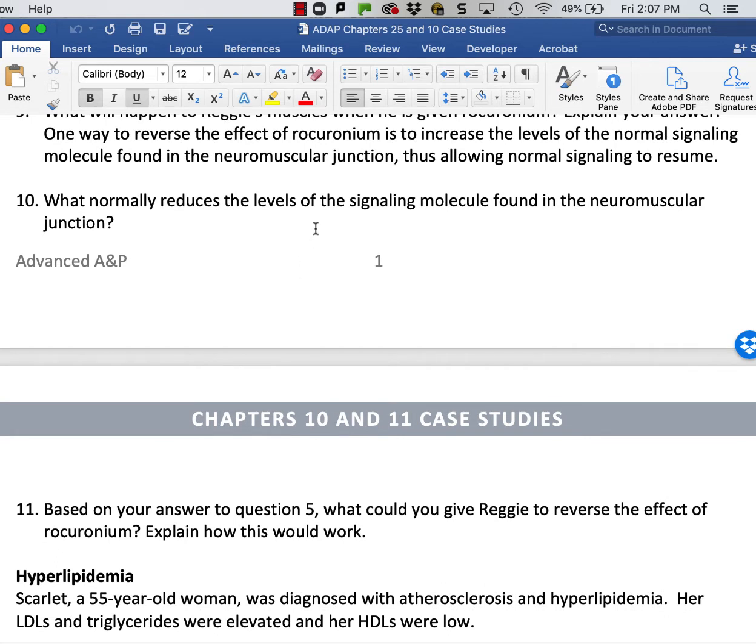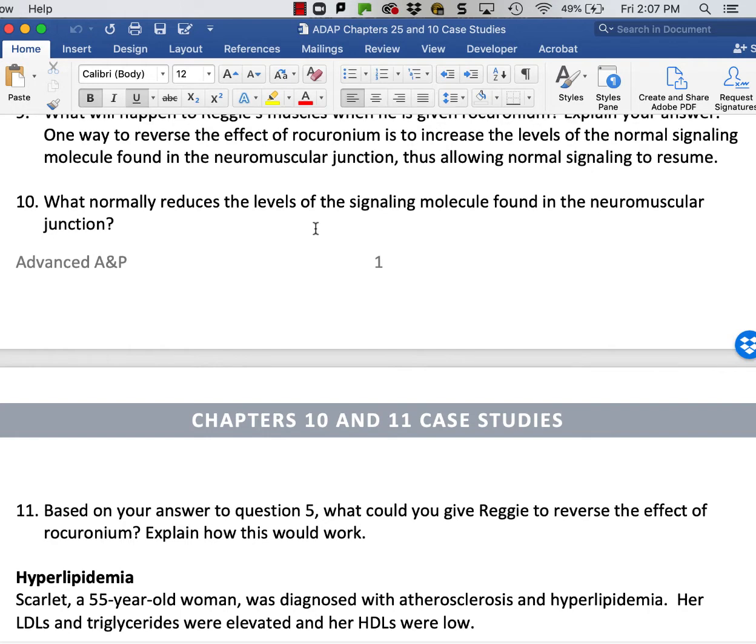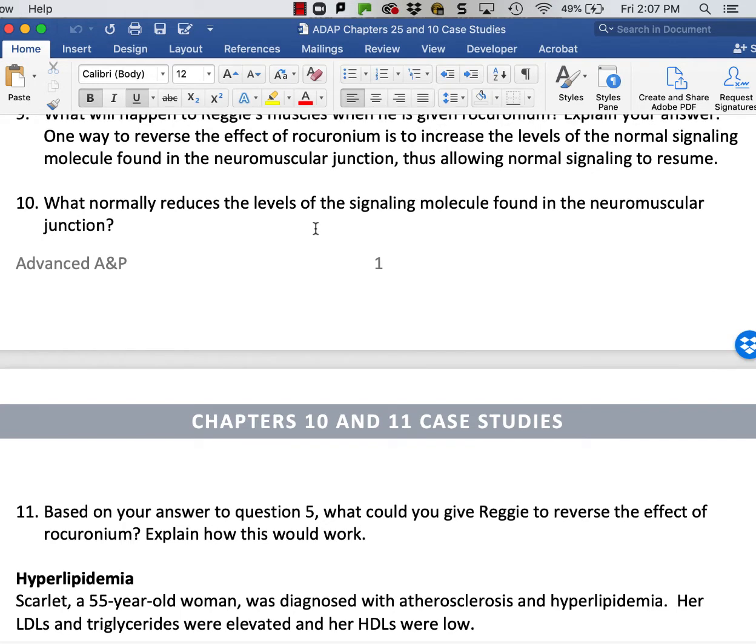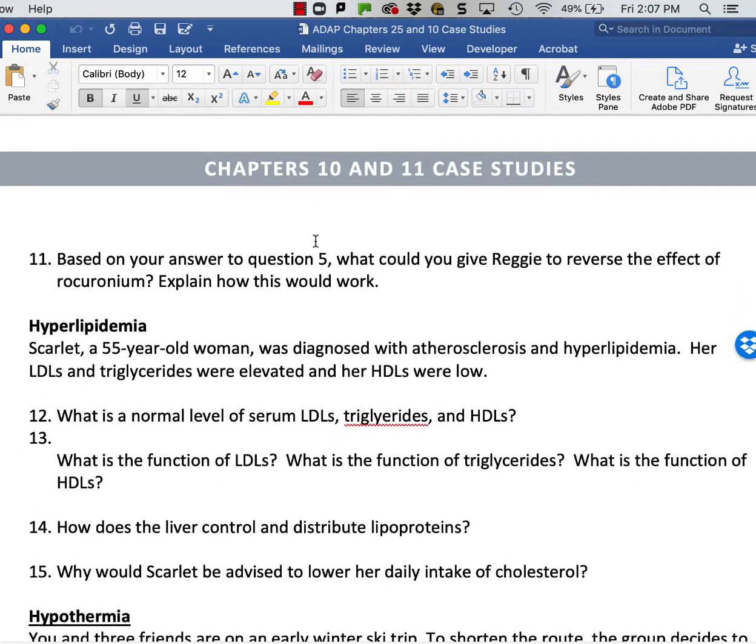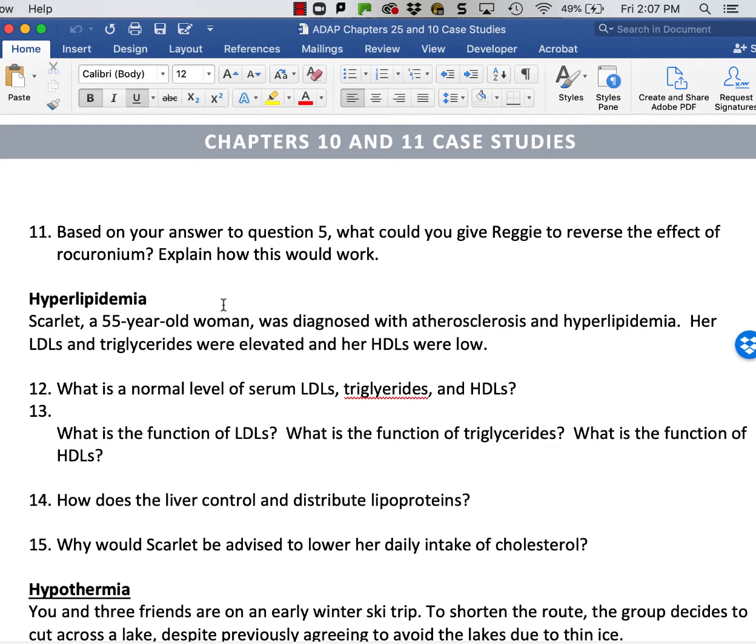Well, acetylcholinesterase is the enzyme that's found in that synaptic cleft that will remove acetylcholine. Based on your answer to question 5, what could you give Reggie to reverse the effect of Roc? You would just give him more acetylcholine, because once acetylcholine is higher in concentration than Roc, then acetylcholine will win and the person will start to regain control of his muscles again.